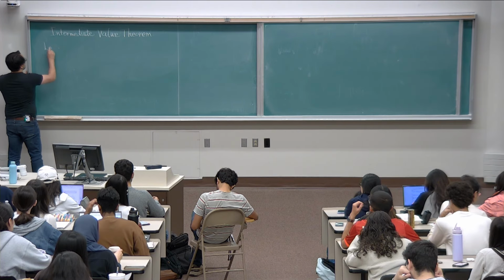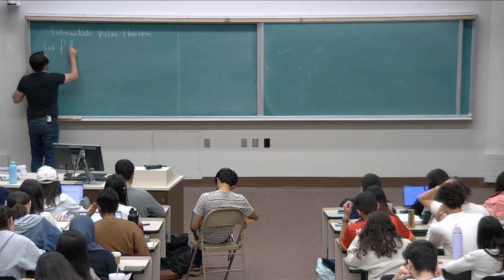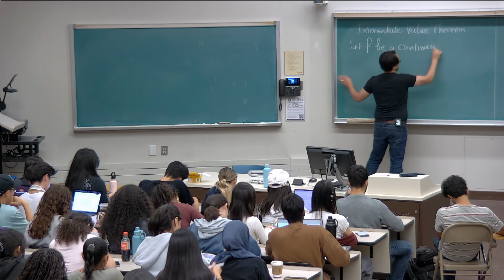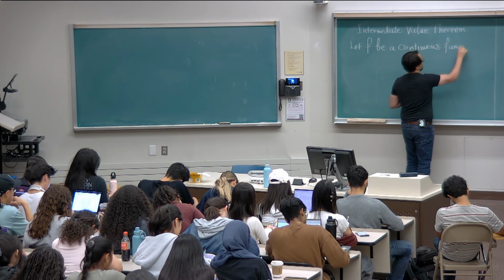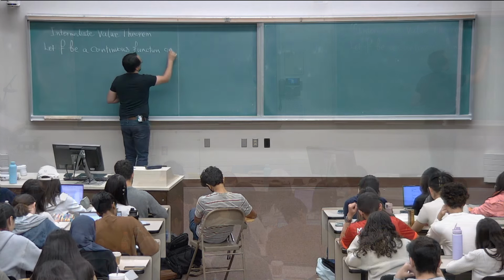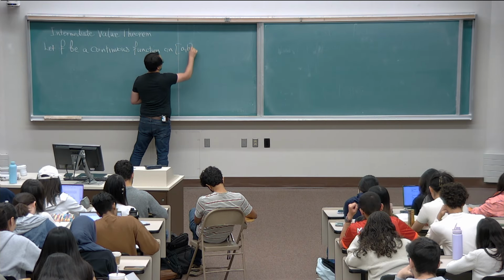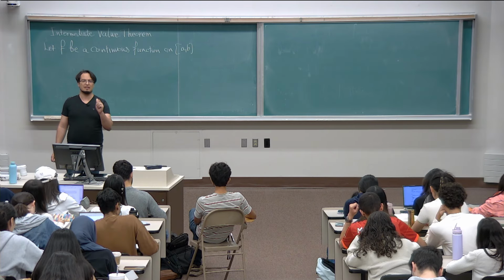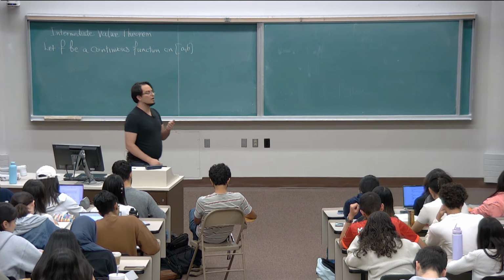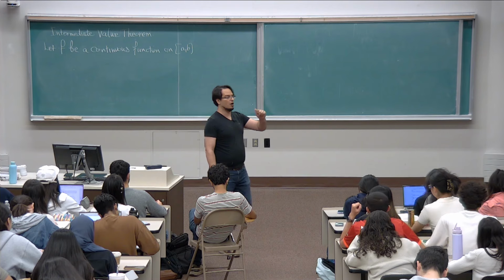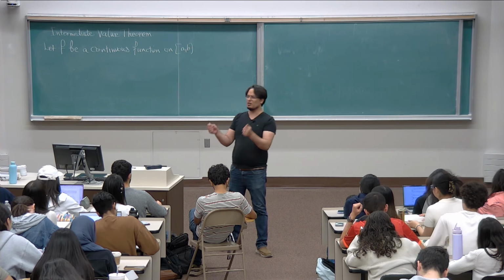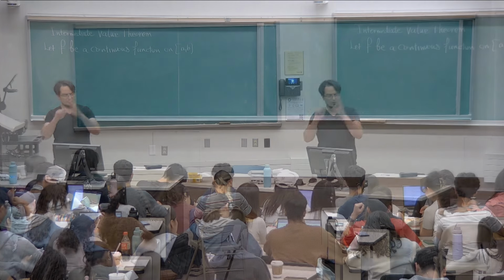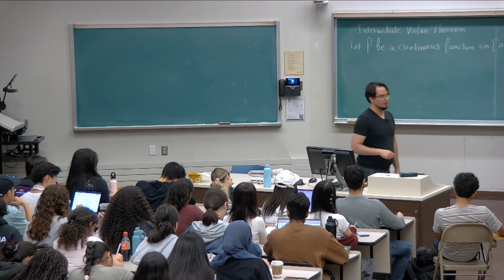The assumption: let f be a continuous function on an interval [a, b]. What does that mean? I'll get back to it in a second. We already know what being continuous at a point means, but this is about an interval, and there is a small tricky point that we have to look into carefully. Okay?